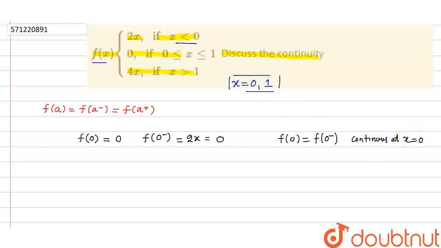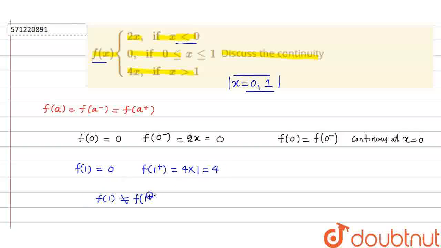Now if we talk about x = 1, so for f(1) the function is actually 0 as it is. You can see this has the equality sign, so this is 0. Now for f(1 plus) the function is 4x. That means 4 into 1, that is equal to 4. You can see that f(1) does not equal f(1 plus).